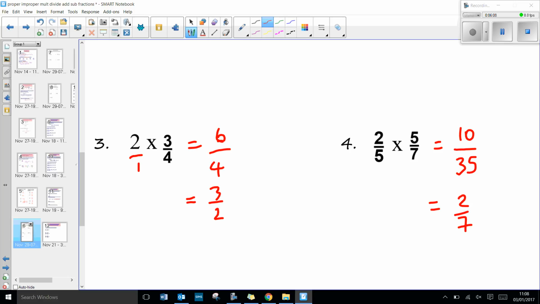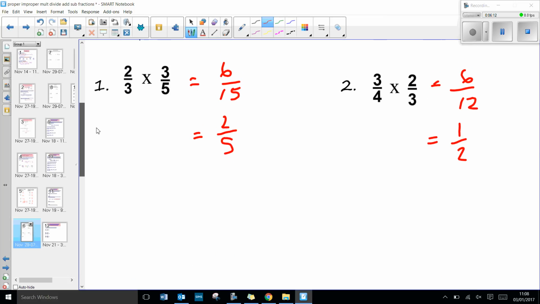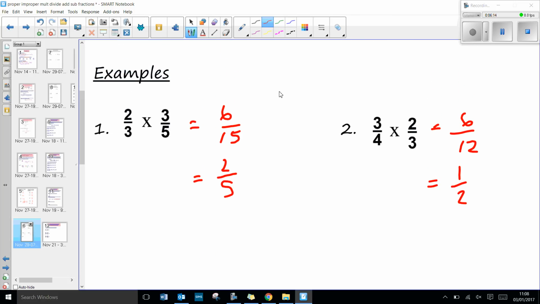Now, if you're quite happy with that method, then just stick to it. Just make sure that you're doing the simplifying at the end. However, you may like to look at this option: if there is a number that is common to either numerator or either denominator, then you can actually cancel them or simplify them before you do the multiplying.